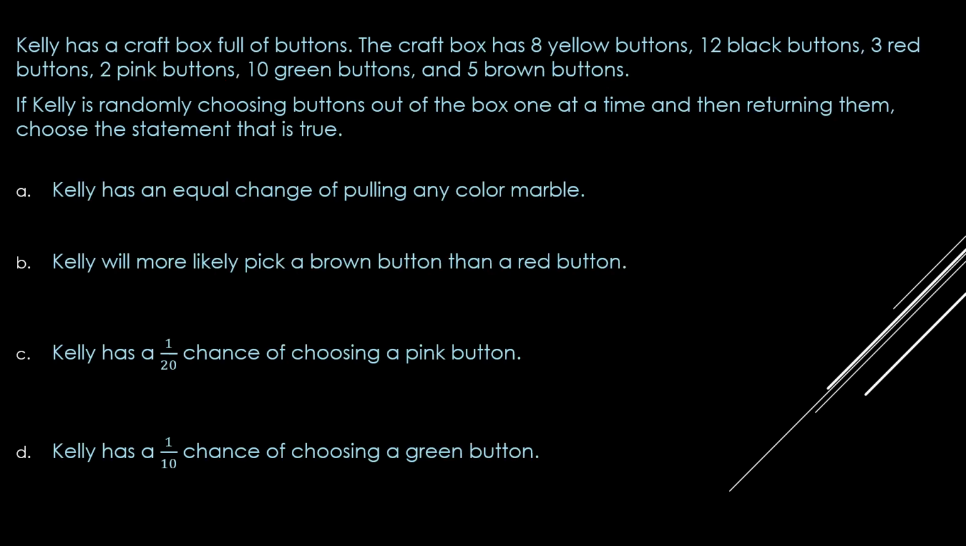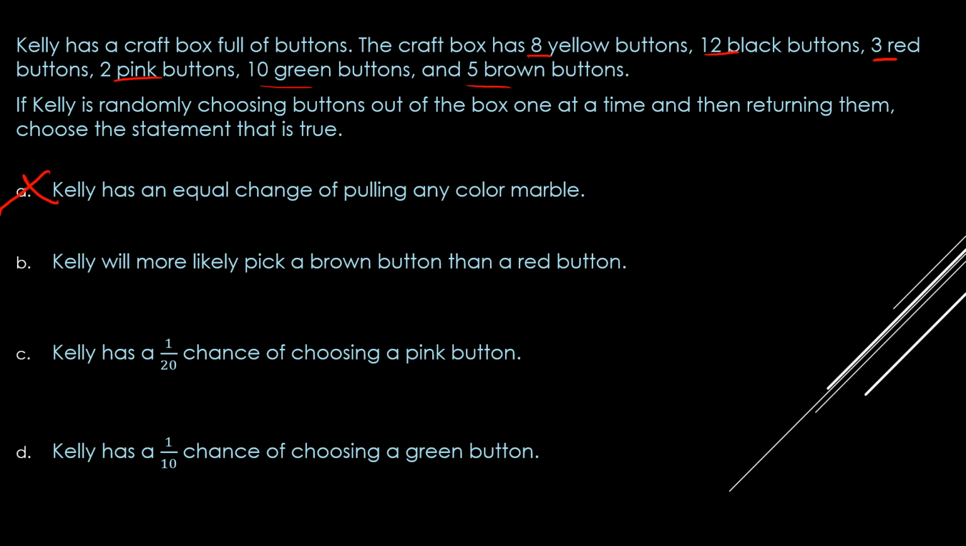Kelly has a craft box full of buttons. It has 8 yellow, 12 black, 3 red, 2 pink, 10 green, and 5 brown buttons. If she randomly chooses a button out of the box, one at a time, and then returns it, choose the statement below that is true. A says that Kelly has an equal chance of pulling any color. Well, this can't be true because she has a different amount of every color. She has 8 yellow, 12 black, 3 red, 2 pink, 10 green, and 5 brown. So A cannot be true because she has different numbers of all the different colors.